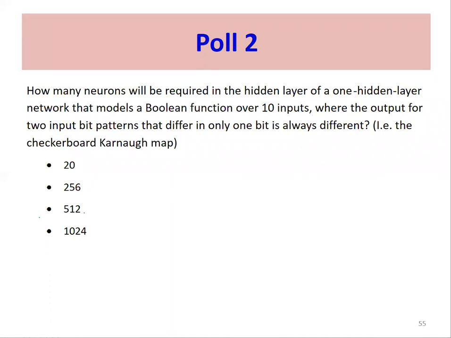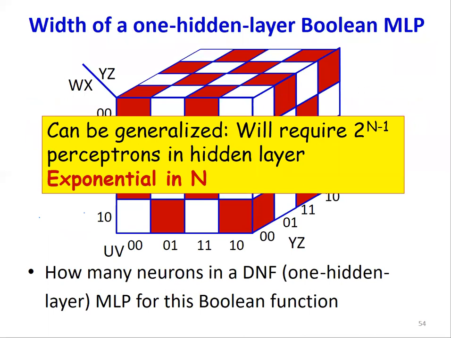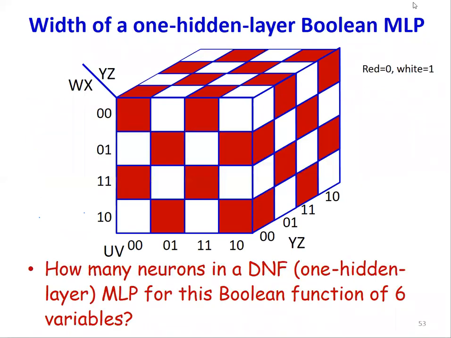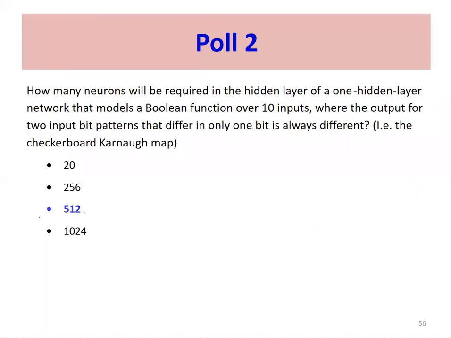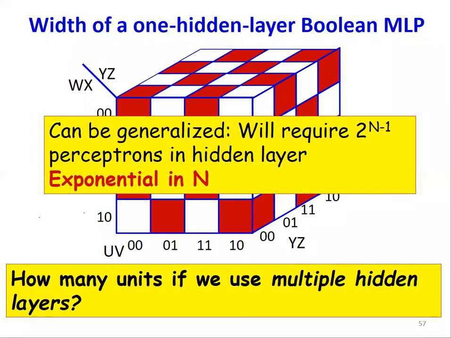Okay, so this one, I just drew this. I have WX over here, UV along this axis, and YZ along this axis. That's it. Now it's hard to visualize because it's like a 4-dimensional toroid, but this is for illustration. The key point is this: we are going to require 2 raised to n minus 1 perceptrons in the hidden layer if you want to build this with only one hidden layer.